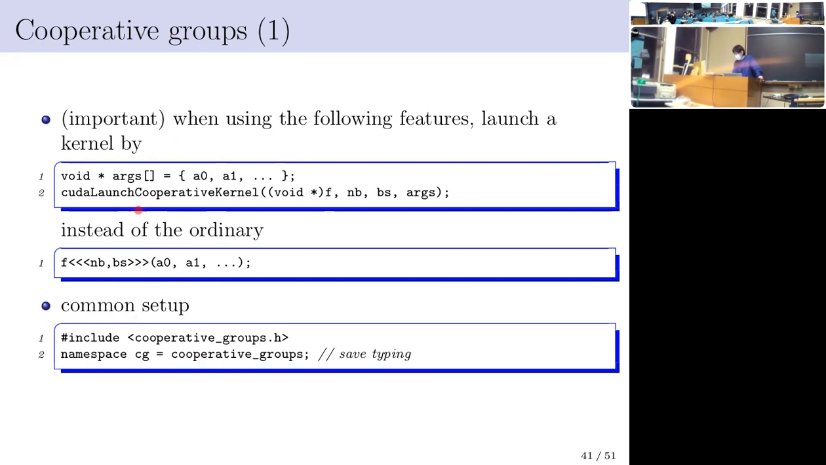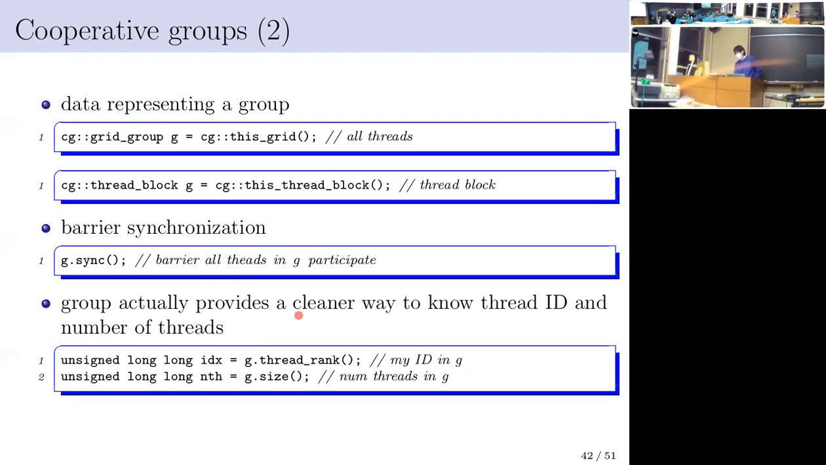And before doing something like this, you need to include this header file cooperative_groups.h and just set up the namespace for the convenience. And inside your kernel, so GPU code, you can do something like this.